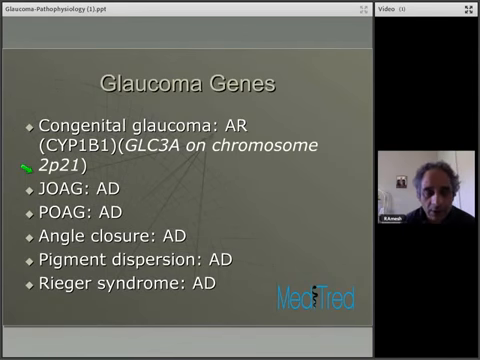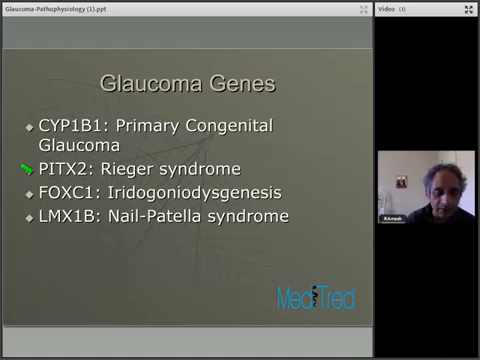Now, congenital glaucoma, similar to steroid-induced glaucoma, is of autosomal recessive nature. The gene that's linked to it is the CYP1B1 gene. The rest of the glaucomas that are listed here are all autosomal dominant in nature: juvenile open-angle glaucoma, primary open-angle glaucoma, angle closure glaucoma, pigment dispersion glaucoma, and Rieger syndrome. So remember, as far as glaucoma is concerned, steroid-induced glaucoma and congenital glaucoma are the two autosomal recessive disorders. The rest of the glaucomas, from the exam point of view, should they ask you, are of autosomal dominant inheritance pattern.